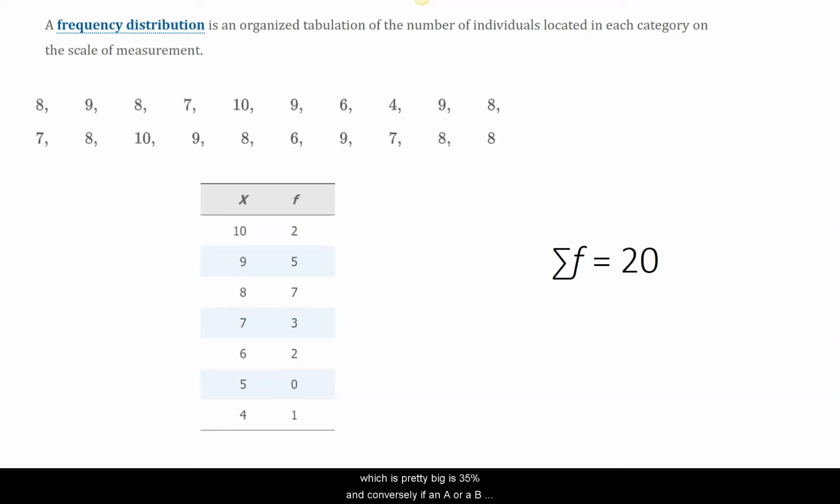It's 35%. And conversely, if an A or a B was 8, 9, or 10, you can see that now we're at 14 out of 20 did very well, a B or an A. So that suggests that whatever this was, it wasn't patently difficult.